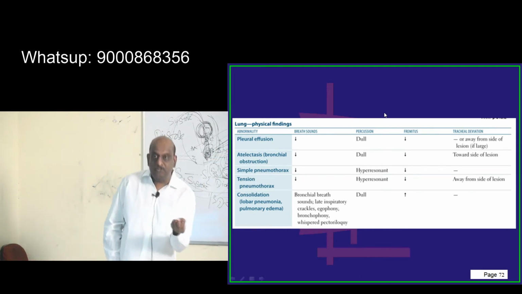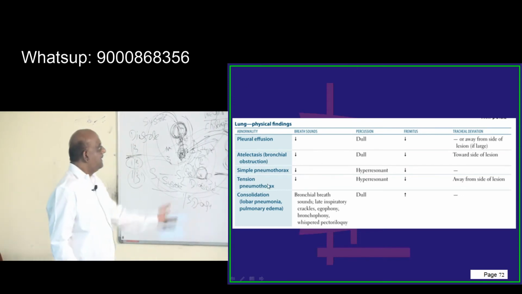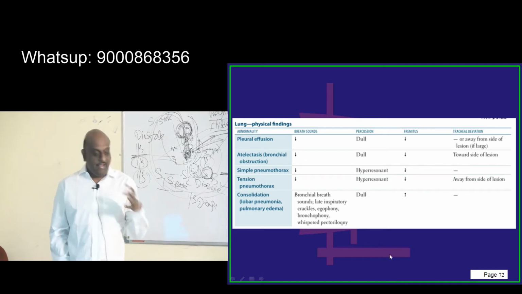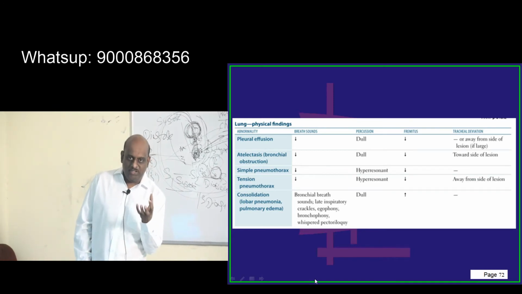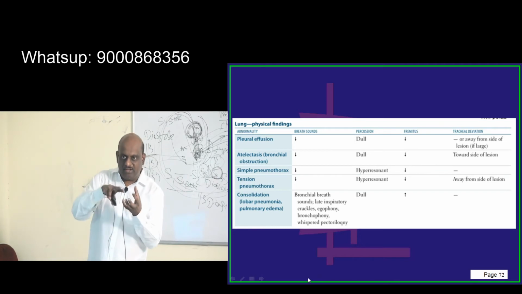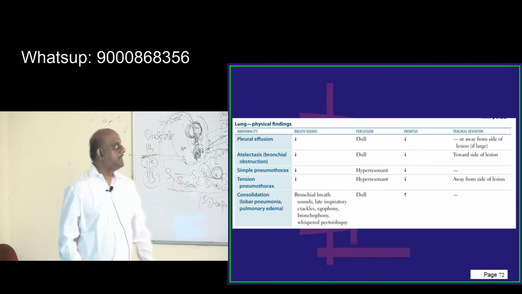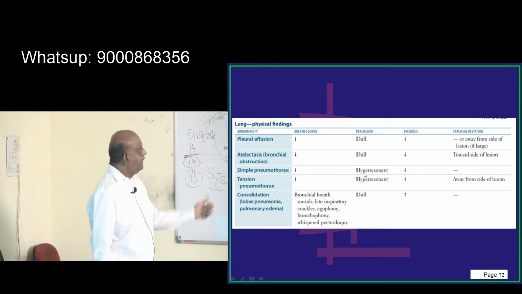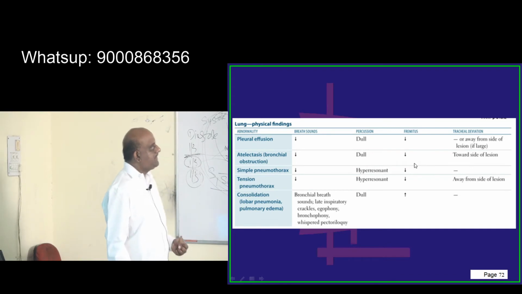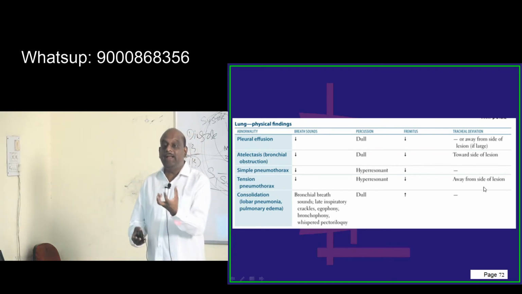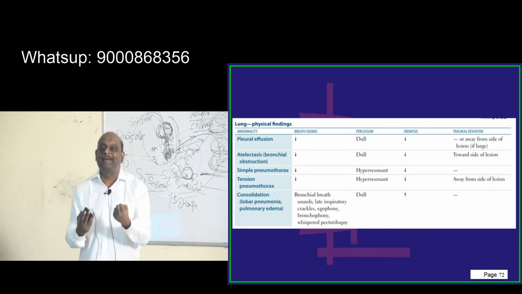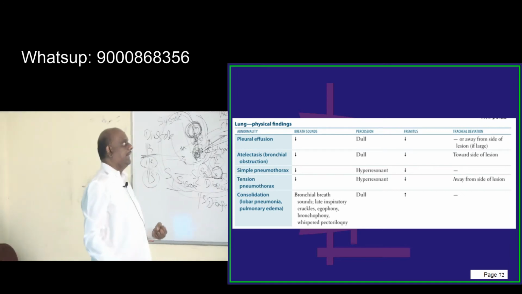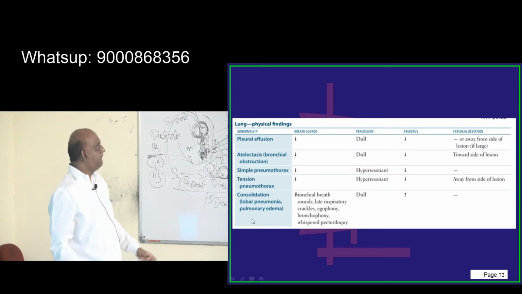Then if there is any collapse of lung, atelectasis, then for example, if there is a mass inside a bronchus, then that part of the lung which is ventilated by that bronchus will undergo collapse. So there are decreased breath sounds because there is a collapsed lung. It is dull on percussion, vocal fremitus decreased, but an atelectasis will pull the trachea towards its side. It will take a hug of the trachea towards its ipsilateral side where the atelectasis is there.